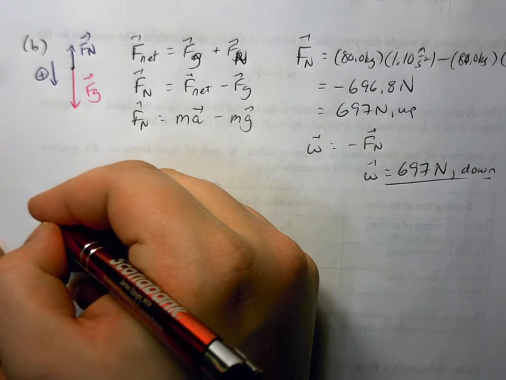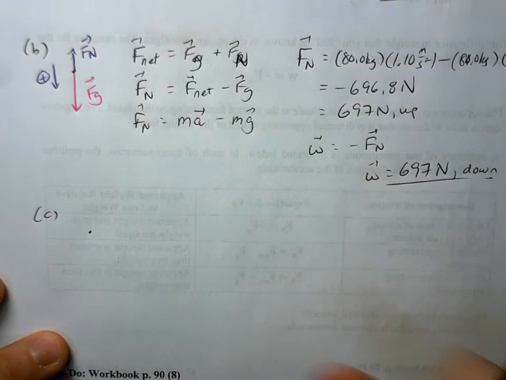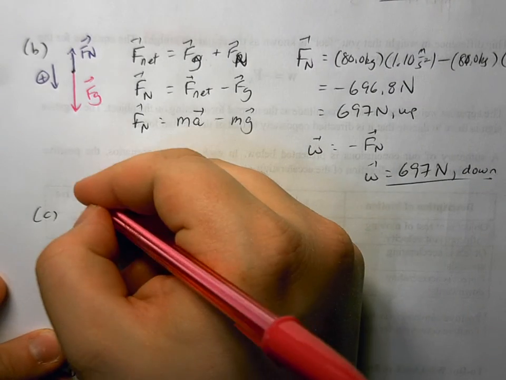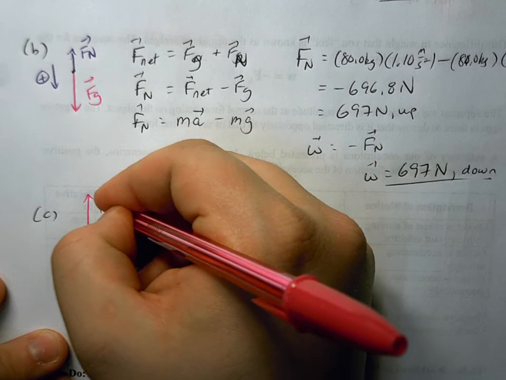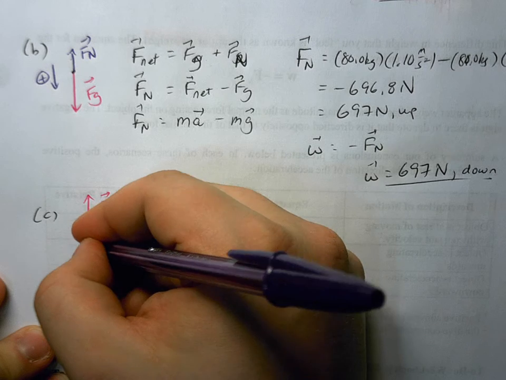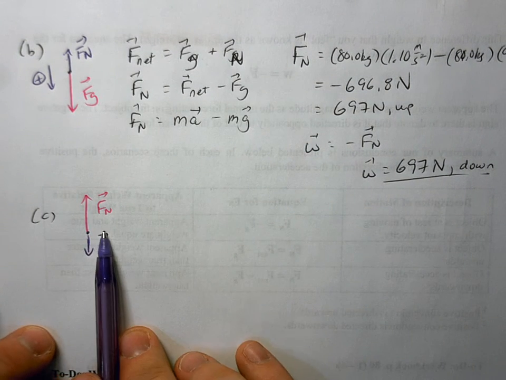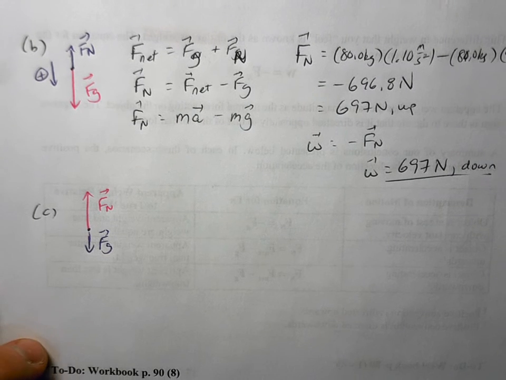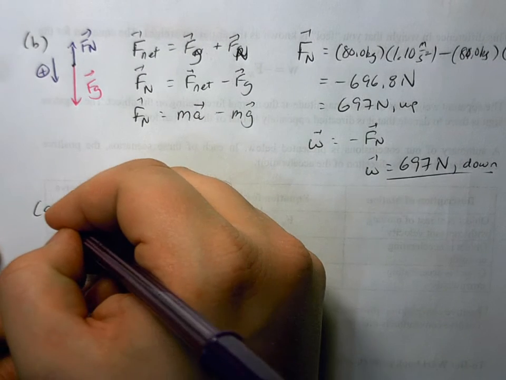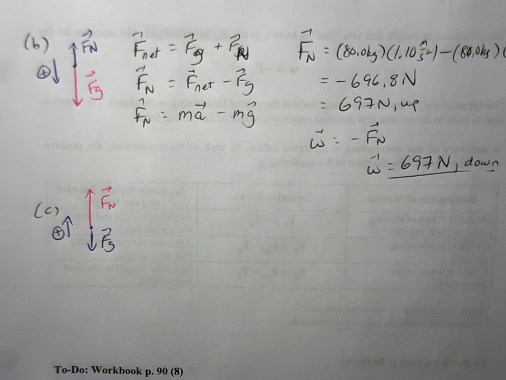Part C. Only difference, this time we're accelerating upwards, so we want that normal force to be greater than the force of gravity. What that's going to tell us in this case is our apparent weight is going to be greater than our true weight. We can see that in the free body diagram. That should be reflected in our calculations. So for this, I'm going to call up positive since that's the direction of my normal force.